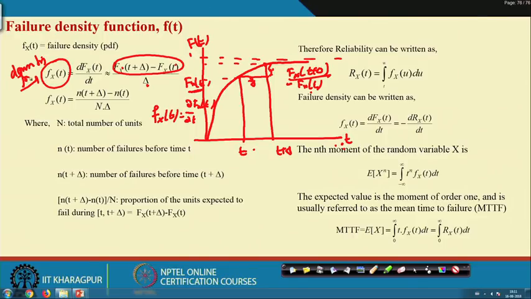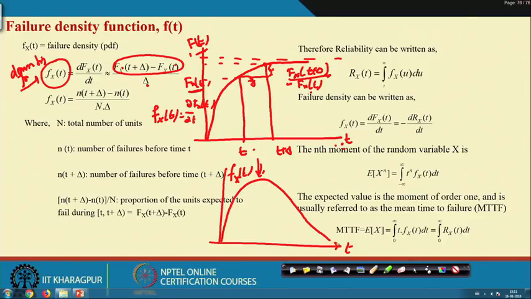If this is the curve of F(t) versus t, and if you want to do the same thing, t versus f(t), then you may get a curve like this. Suppose you want to get back the cumulative distribution, what you require to do is integration.